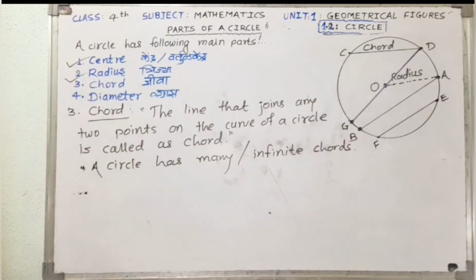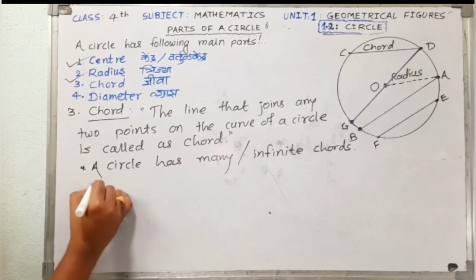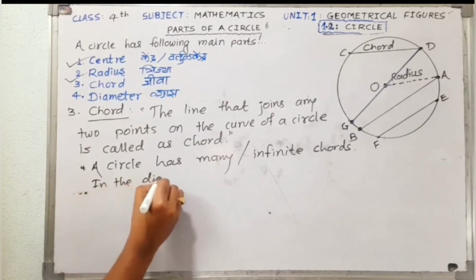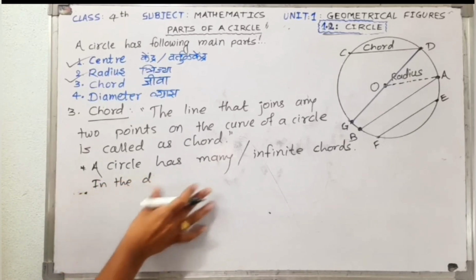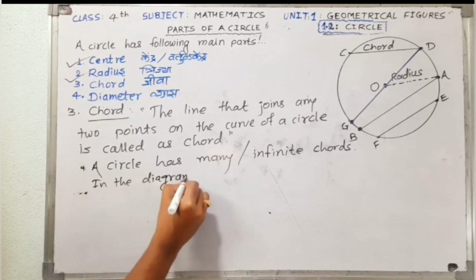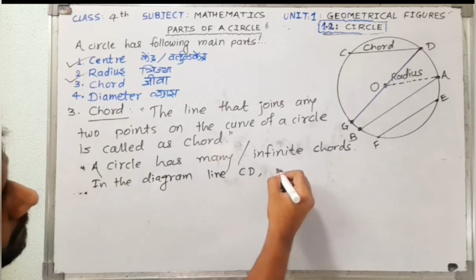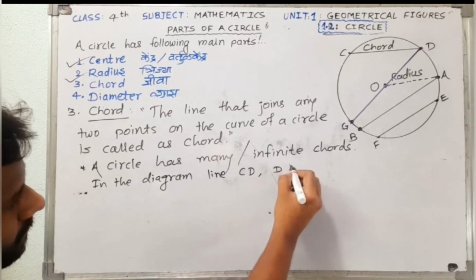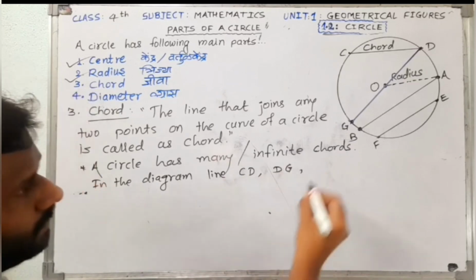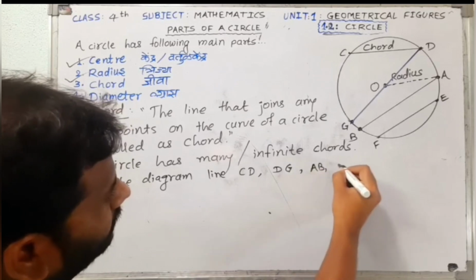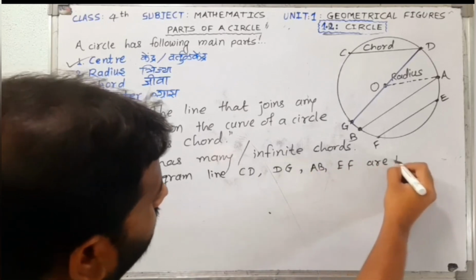Okay, so in the diagram, line CD, then line DG, then the line AB, the line EF are the chords.